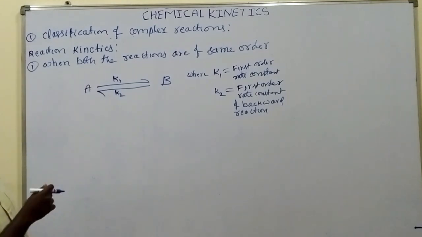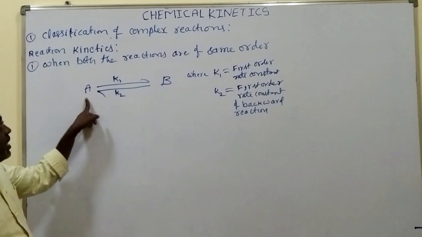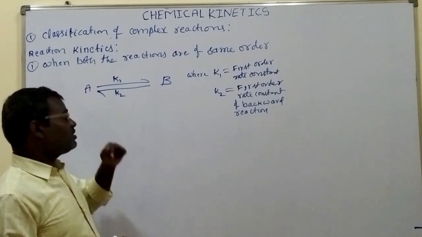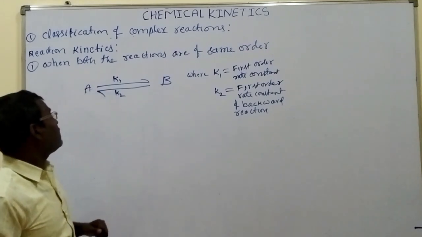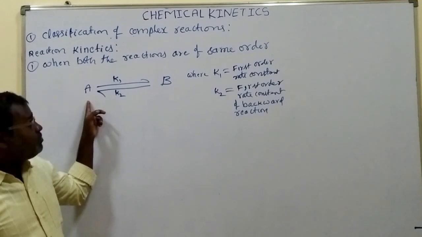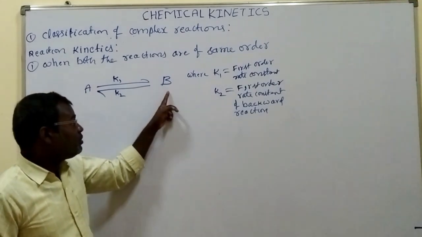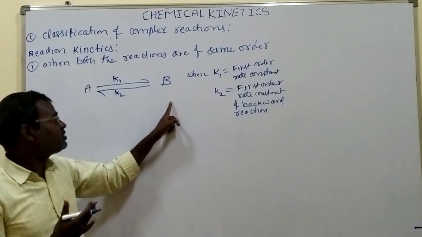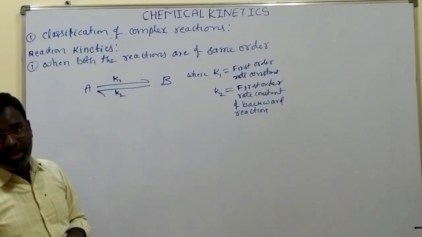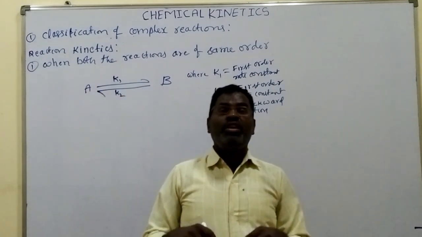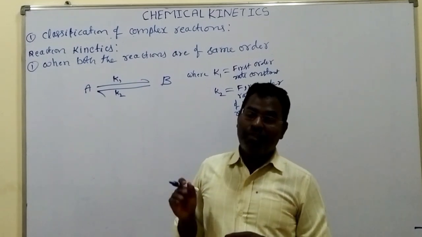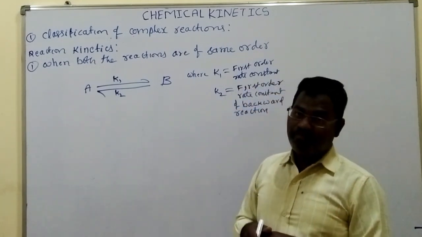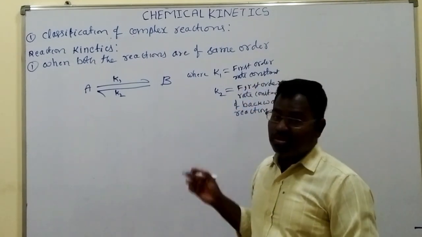Now assume the initial concentration of A and B to be small a and 0. So we are taking this reaction and assuming that the initial concentration of reactant A is a and the initial concentration of product B is 0, because the reaction is going to start. So that's why its concentration is 0. After some time, assume X moles per liter of the A will be transforming into B.